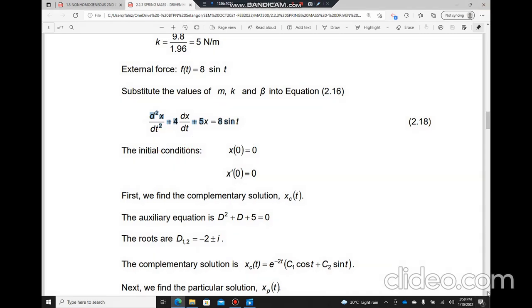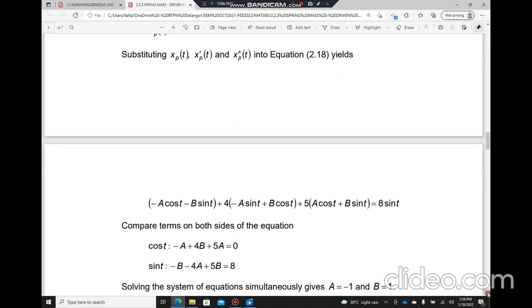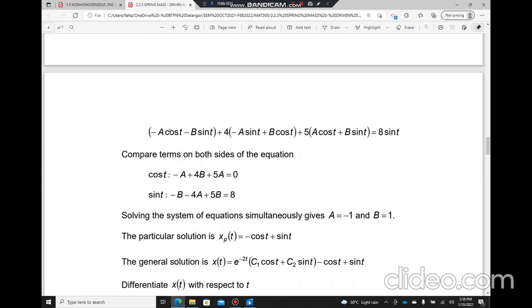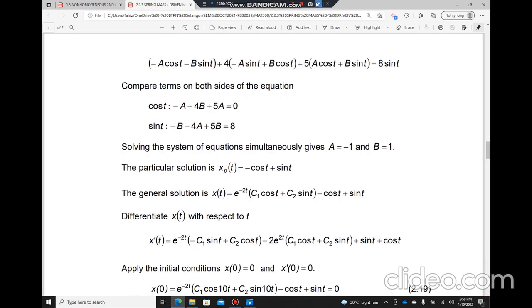Okay, next step, dia akan dapat function yang ni, negative A cos t semua kan. Okay, awak substitute semua and then equals to 8 sin t. Compare terms on both sides of the equation. So, kita ambil cos t, kita kumpulkan information. Okay, macam mana nak kumpulkan information?